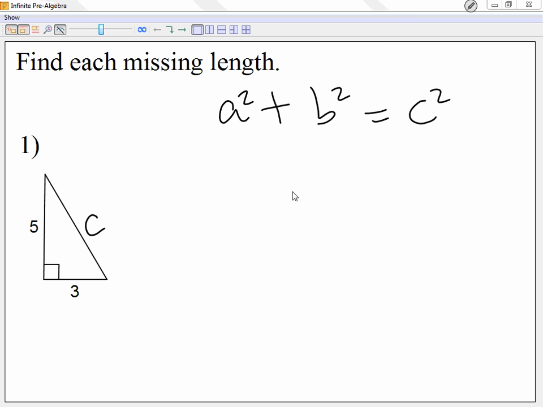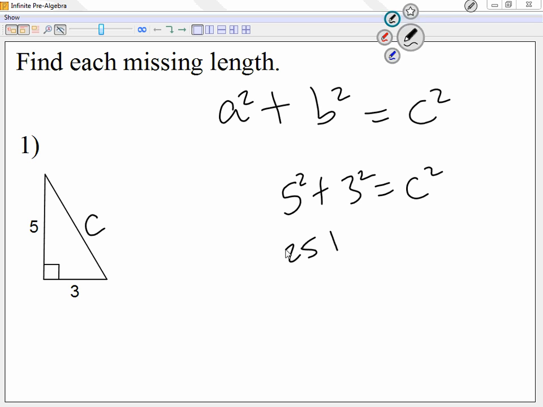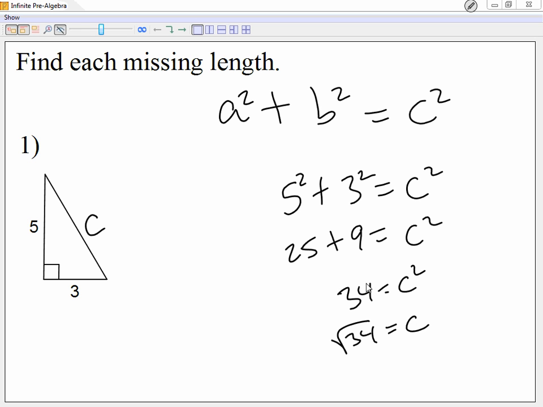So the way I'm going to write this, I'm going to go 5 squared plus 3 squared is equal to c squared. I know 5 squared is 25. 3 squared is 9. Remember, it means I'm multiplying 3 two times, so 3 times 3 is 9. 25 plus 9 is 34. So c squared was 34, so c will be the square root of 34.